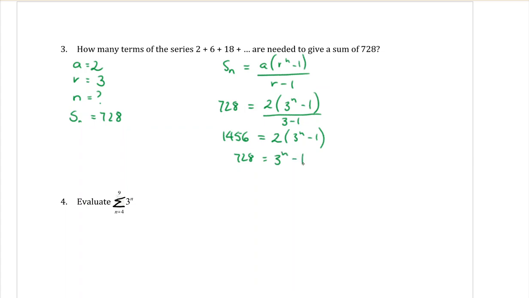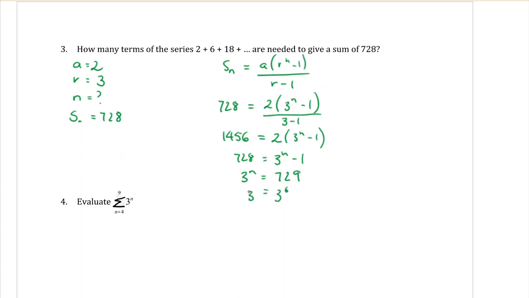Then add the 1 across to the other side. 3 to the N equals 729. And if we want to do this without logarithms, we would be trying to find 729 as a base of 3. It can be done because it is a term of the series, so it will be a nice whole number. 6. Yeah, good.